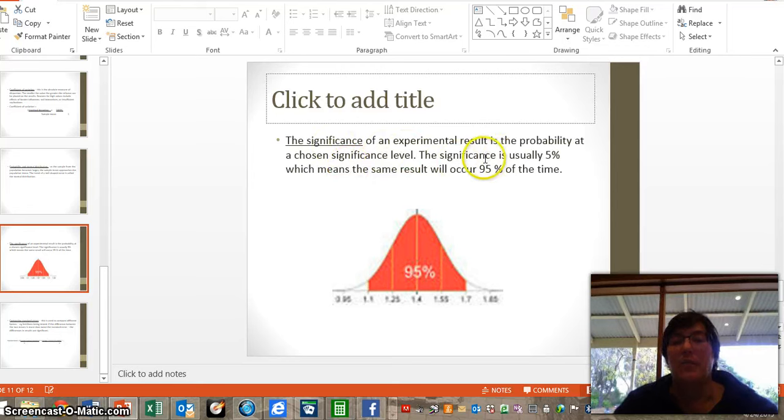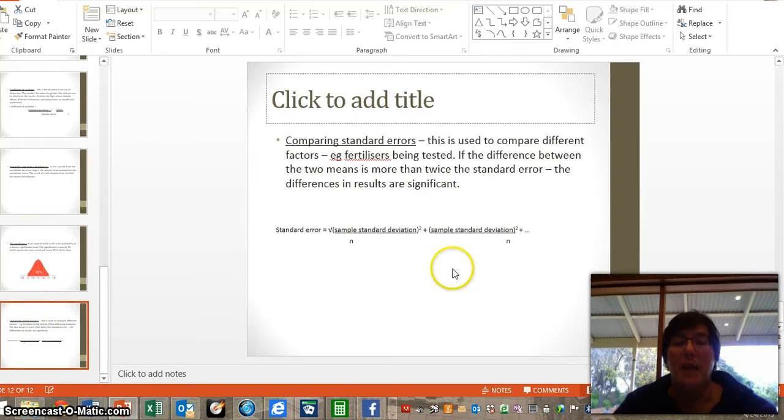The significance of an experimental result is the probability at a chosen significance level. The significance level is usually 5%, which means the same result will occur 95% of the time.